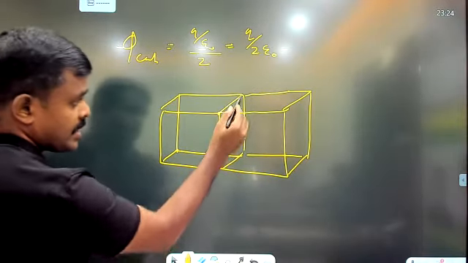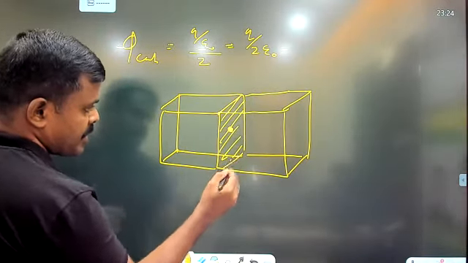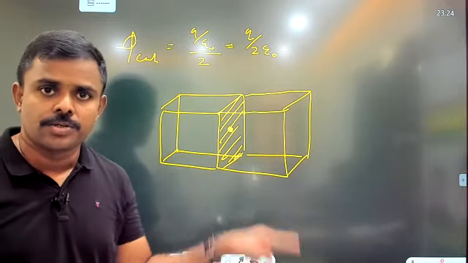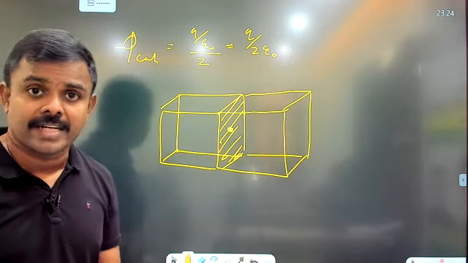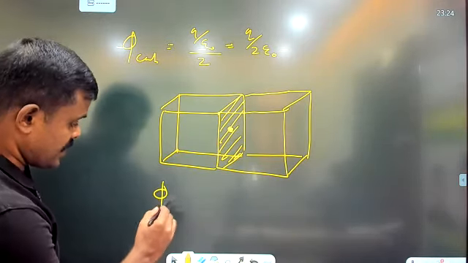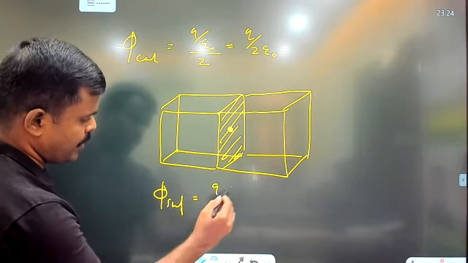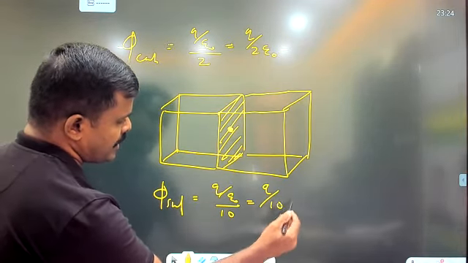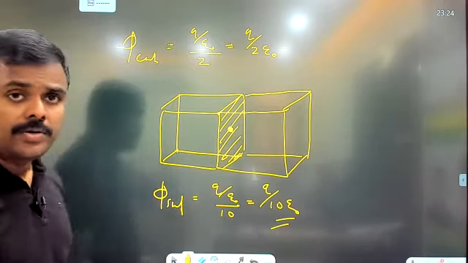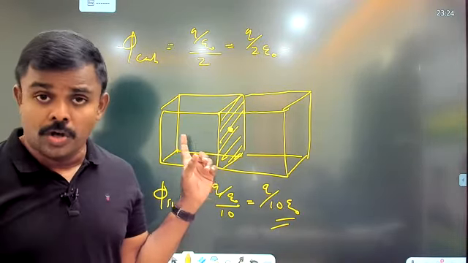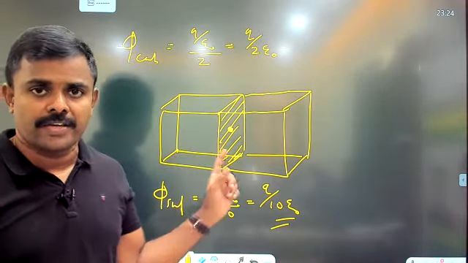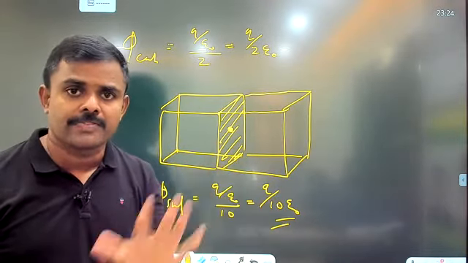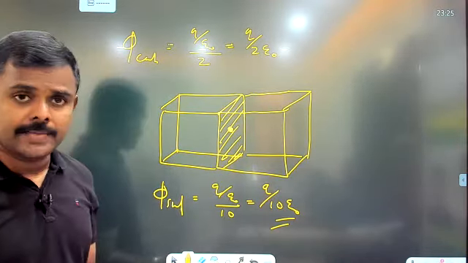And how many surfaces are gone? 1 surface per cube. Only 1 surface is closed. So 5, 5 are available. 10 are available. So flux through one surface will be Q by epsilon 0 by 10. That is Q by 10 epsilon 0. See this now? How many surfaces are closed? Open? 1, 2, 3, 4, 5. Only 1 is closed. 5 are available. 5 plus 5 is 10. So Q by 10 epsilon 0.